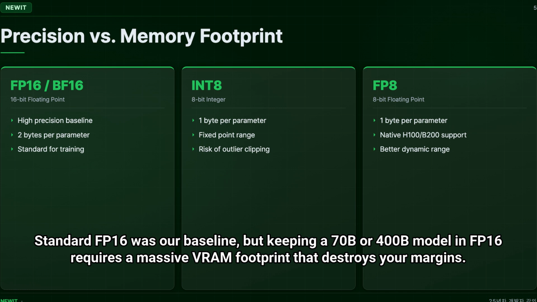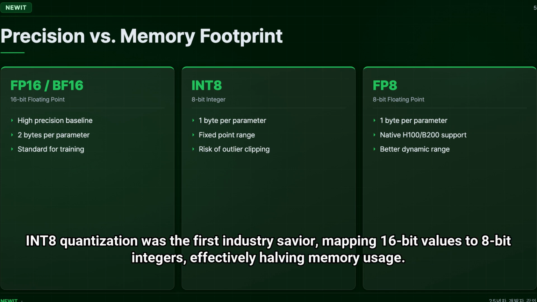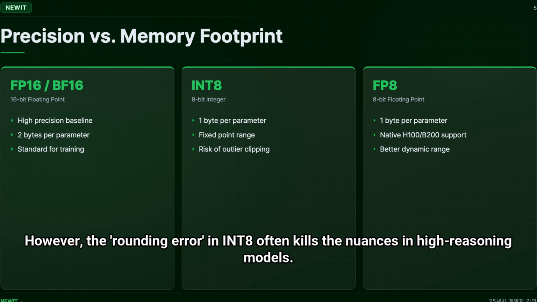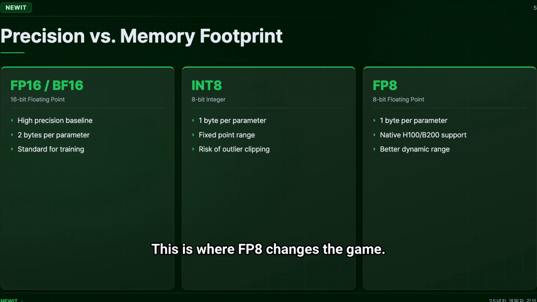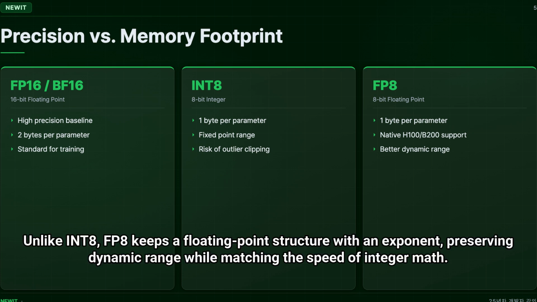Standard FP16 was our baseline, but keeping a 70B or 400B model in FP16 requires a massive VRAM footprint that destroys your margins. INT8 quantization was the first industry savior, mapping 16-bit values to 8-bit integers, effectively halving memory usage. However, the rounding error in INT8 often kills the nuances in high-reasoning models. This is where FP8 changes the game.